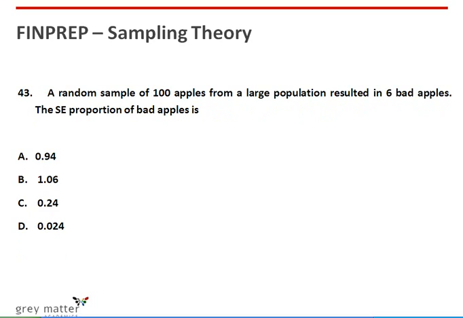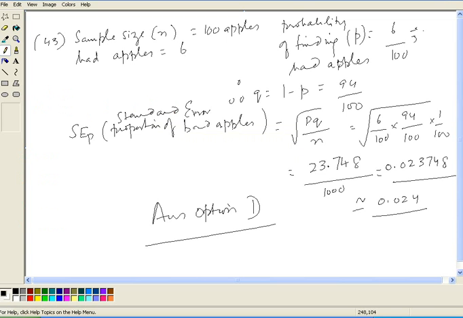Answer is 160. 43rd question. A random sample of 100 apples from a large population resulted in 6 bad apples. The standard error of proportion of bad apples is worked out as follows. In our worksheet, the sample size n can be taken as 100, bad apples being 6. Probability of finding bad apples in that sample will be 6 by 100. Therefore, Q is 1 minus P, which is 1 minus 6 by 100, which is 94 by 100. Now, standard error of proportion of bad apples is given to be square root of PQ by n. That is equal to 0.024. So the answer is option D.